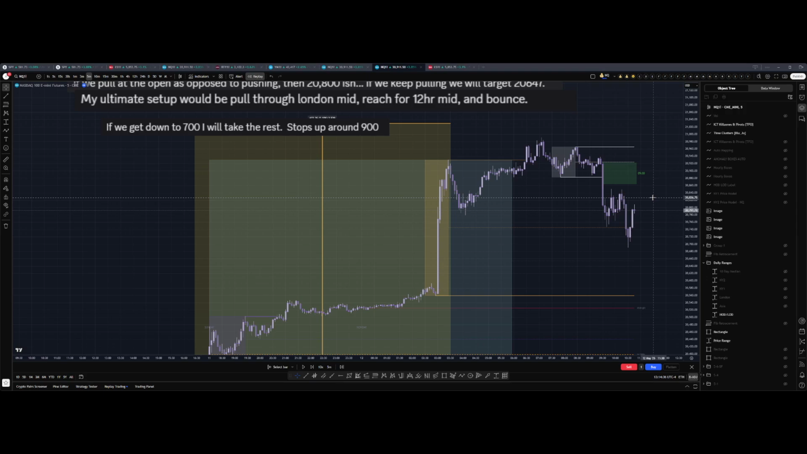Doesn't make me perfect, right? So where are we going to long if we're going to long it? Well, we're going to long in that imbalance because it's coming up short of our pattern. Now, you could also long off of this London mid here if you wanted to and try to ride it back through the high side. That just depends on you.